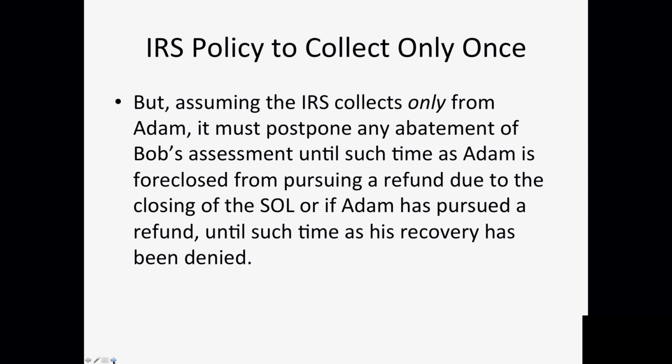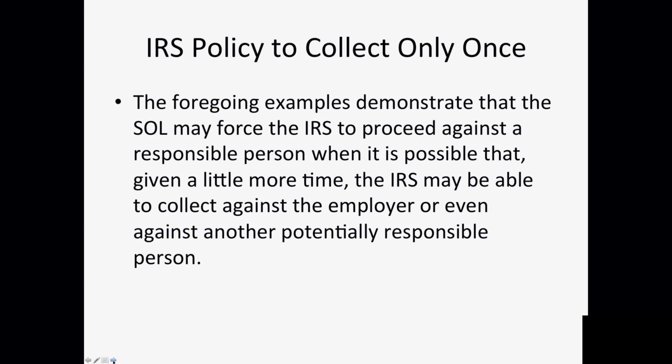But assuming the IRS collects only from Adam, it must postpone any abatement of Bob's assessment until Adam is foreclosed from pursuing his refund suit due to the closing of the statute of limitations, or if he's pursued a refund, until such time as his recovery has been denied with prejudice.